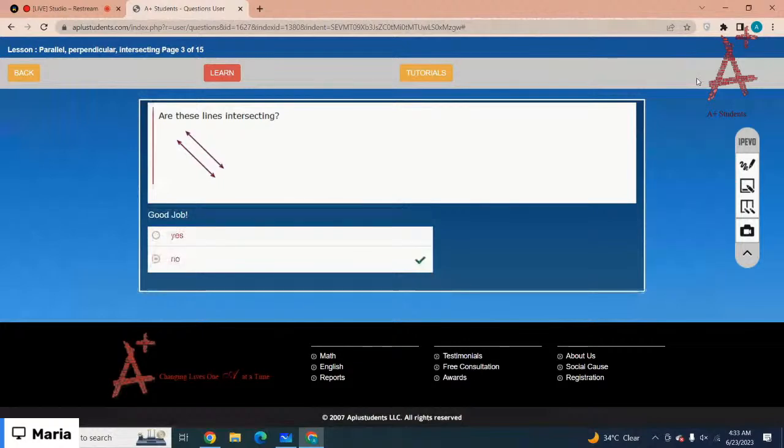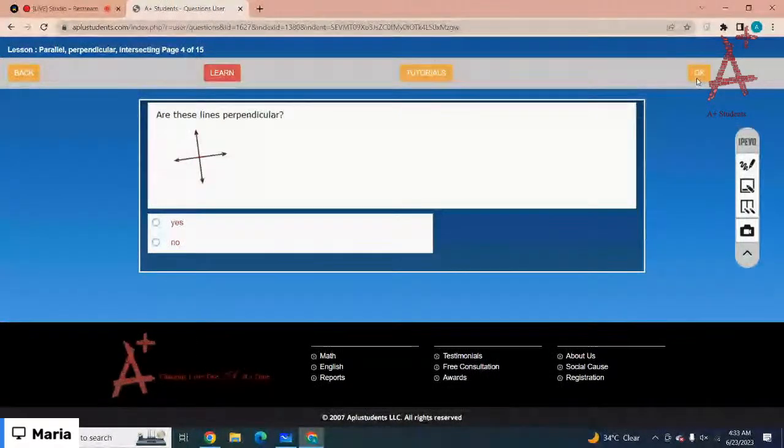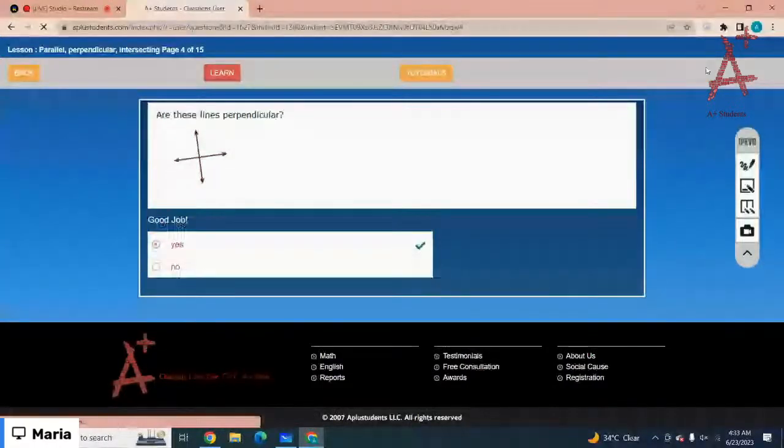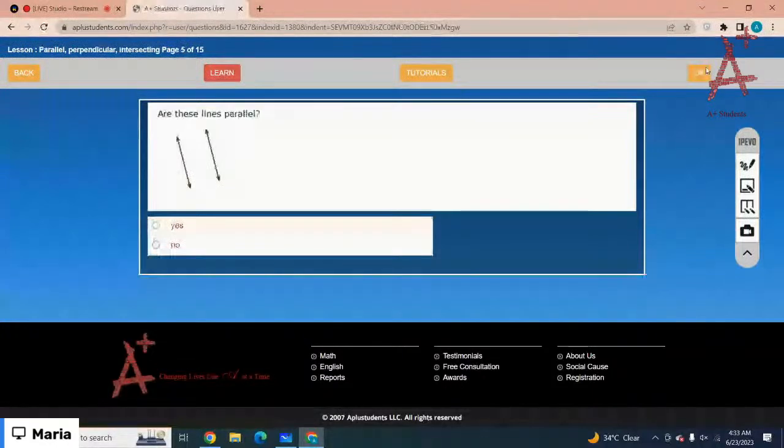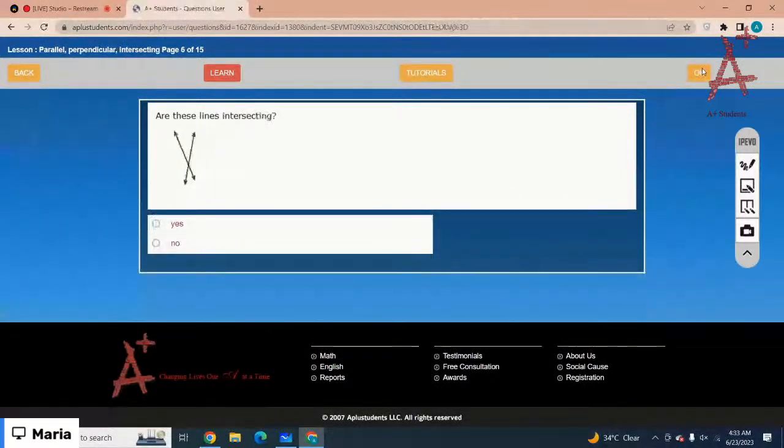Are these lines perpendicular? Perpendicular means when the lines make the angle 90 degrees, that means they are perpendicular. So yes, they make a 90-degree angle, they are perpendicular. Okay, are these lines parallel? Yes, they are parallel. Are these lines intersecting? Yes, they are intersecting. They intersect each other at a point. So yes, they are intersecting.